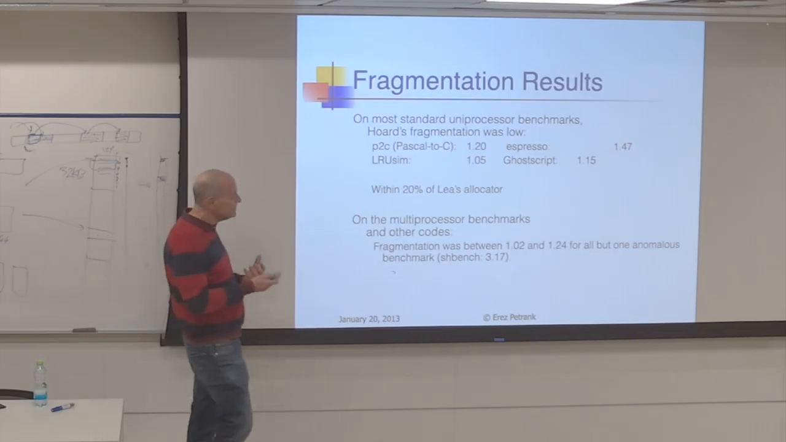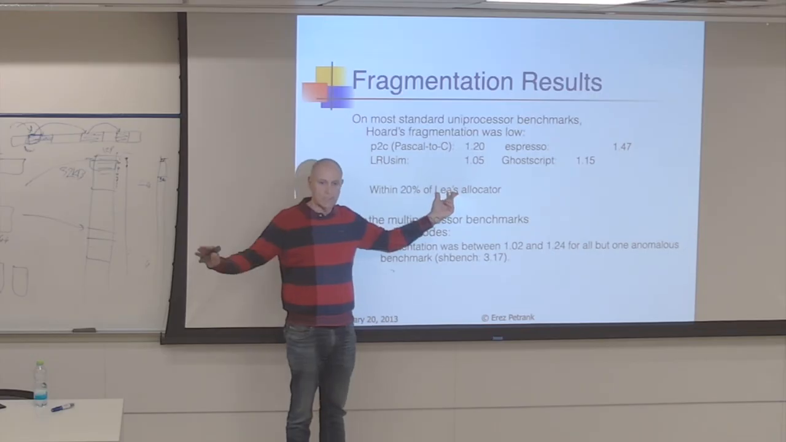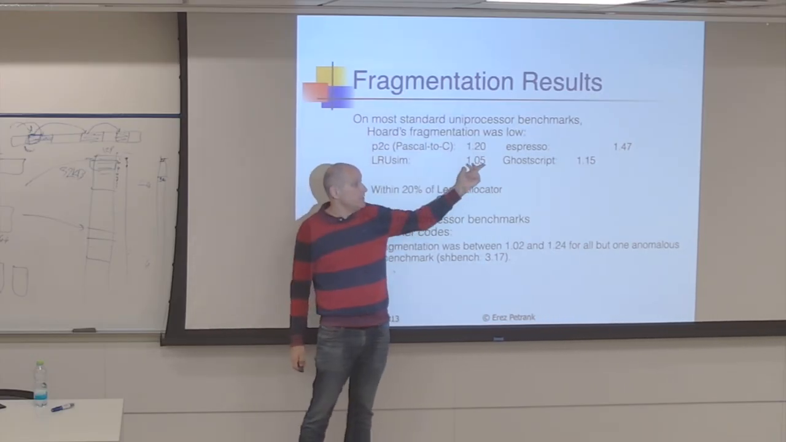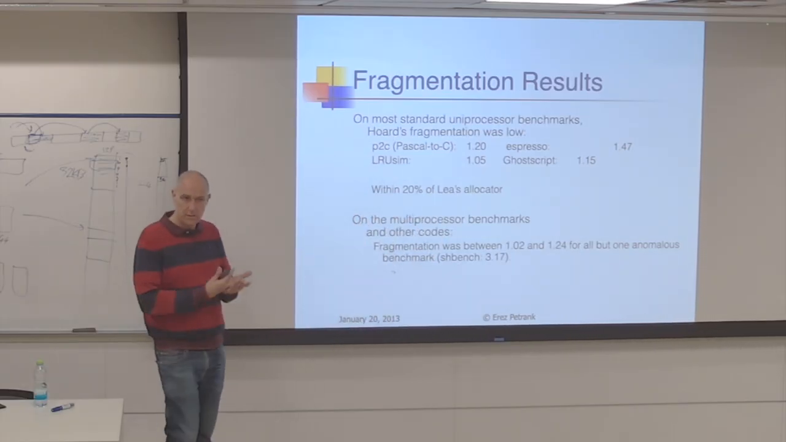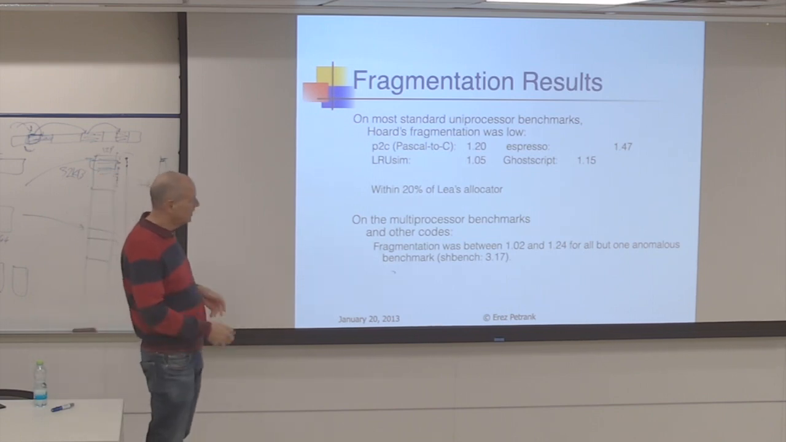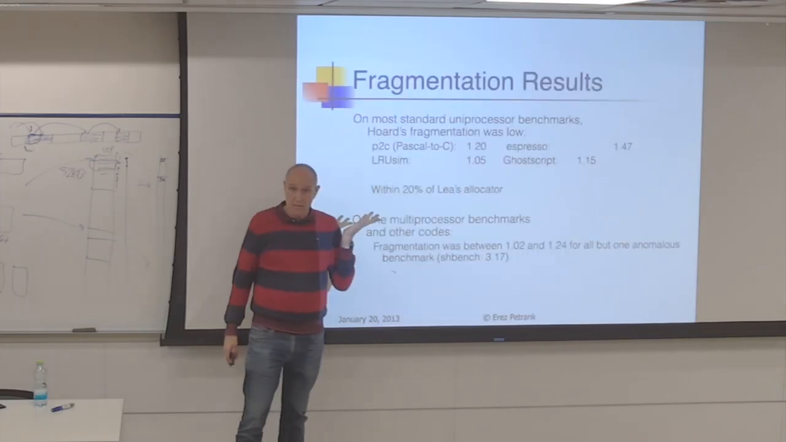And sometimes he compared to Doug Lea, which was the classical algorithm at that time. And he says he needed more space because of all his structures, but normally not more than 20% more space. So this is what he says about fragmentation. Questions about Horde?